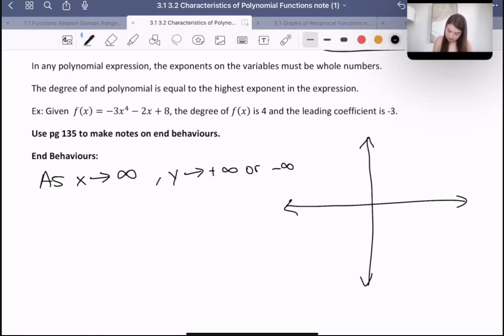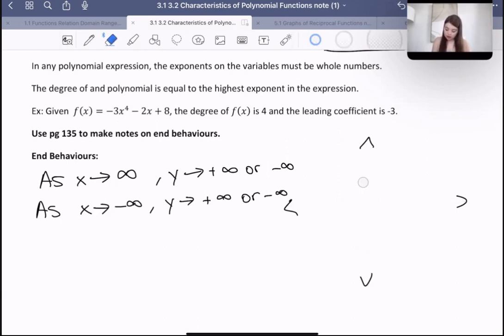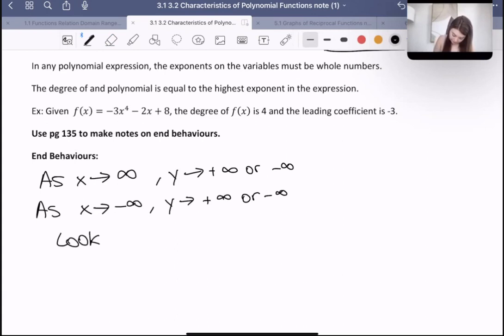So it's going to be plus infinity or minus infinity depending on the situation. And then same thing as x approaches negative infinity. As we get further and further left, are we going up? Are we approaching infinity, or are we approaching negative infinity? So basically, long story short, we must look at the graph to determine.